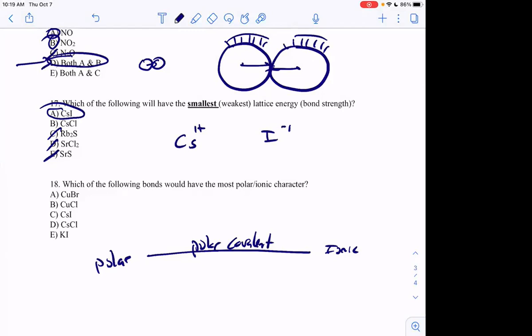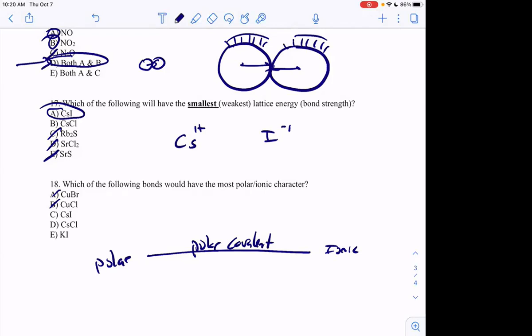So we've got copper and bromine, right? And we've got copper and chlorine. Transition metals don't follow the trend quite as much, but they're certainly higher electronegativity than the metals all the way to the left, right? And you're looking for large electronegativity differences. That's what gives it its polar ionic character. So I'm going to get rid of these two copper ones.